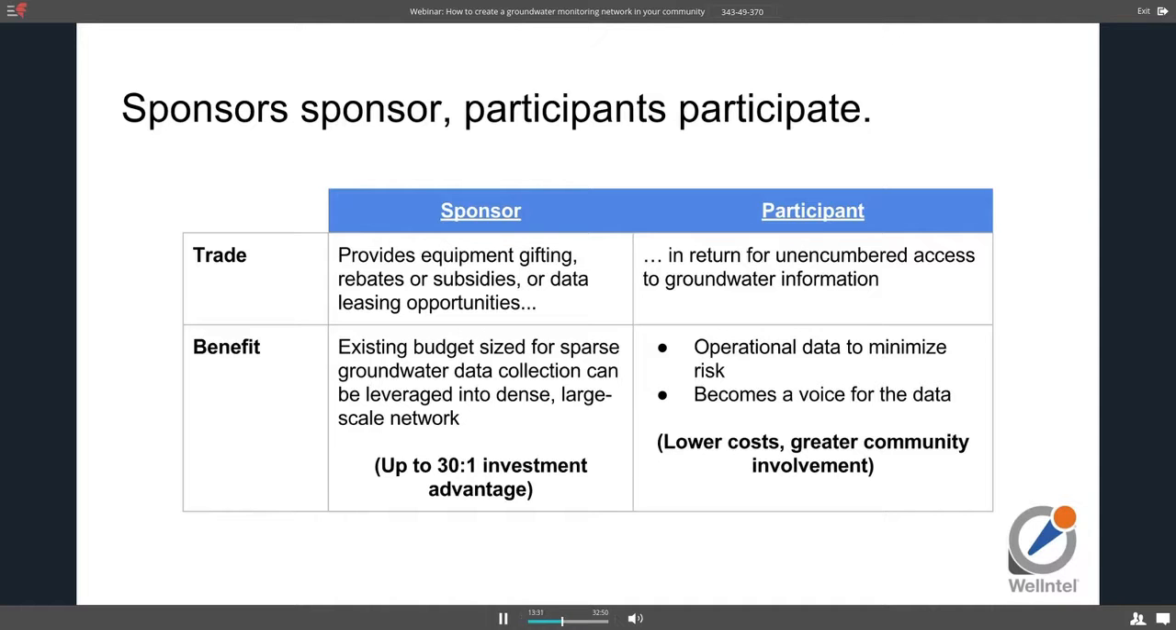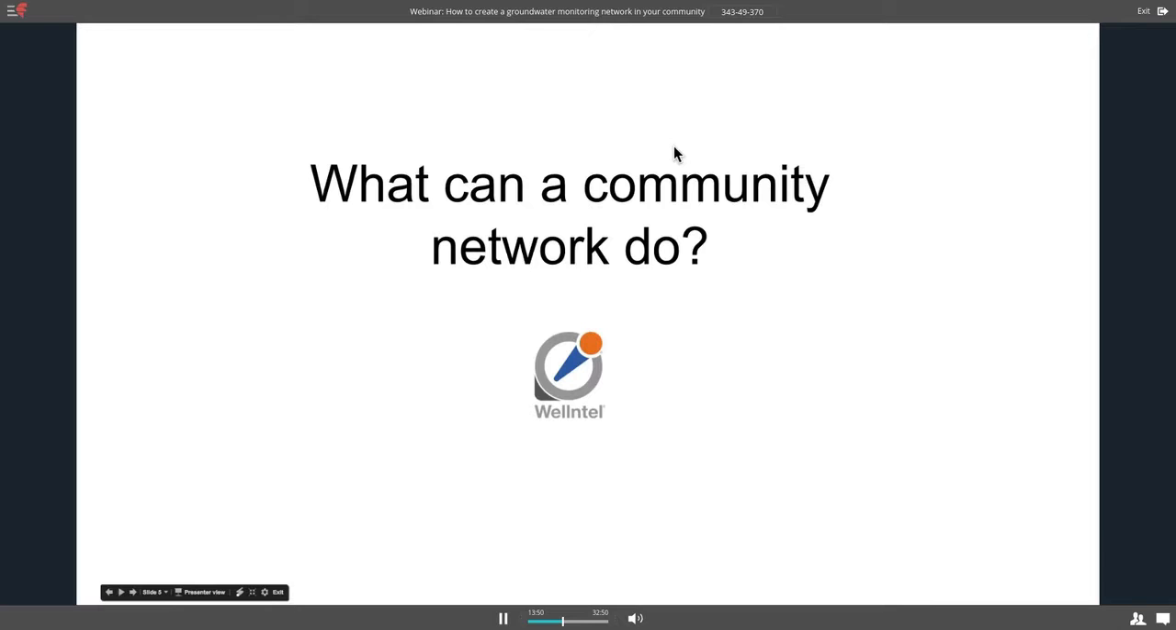But additionally, the participant is in a position to become a voice for the information, a groundwater advocate, if you will, locally to show up at meetings and actually speak from a factual position. Now, what that means is the participant is seeing lower costs as well, but additionally has greater community involvement.